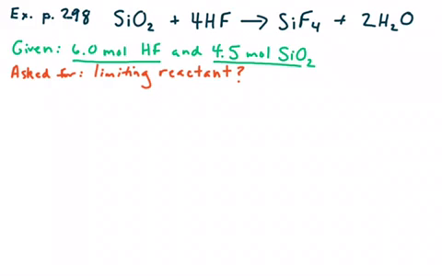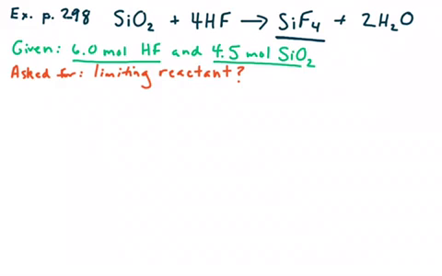Then we'll compare the amounts of product that could be made, and the reactant that produced the smallest amount of product will be the one that limits the reaction and will therefore be the limiting reactant. So let's give that a try. We know we have our amounts of 2 reactants. Now let's pick a product so that we can see how the amounts of product that each reactant makes compare. Let's just choose silicon tetrafluoride.